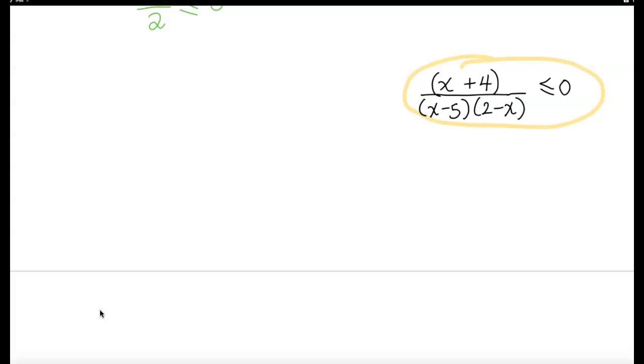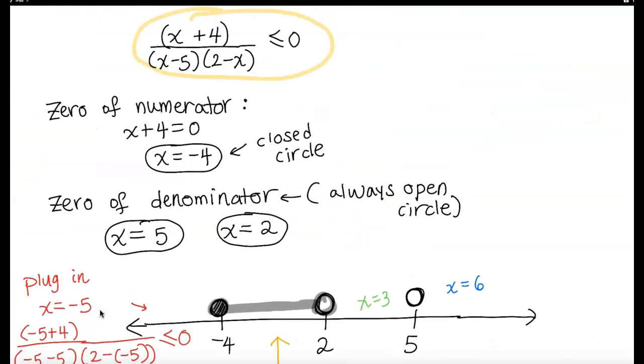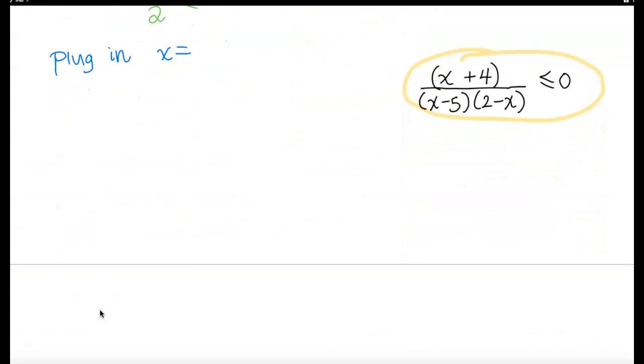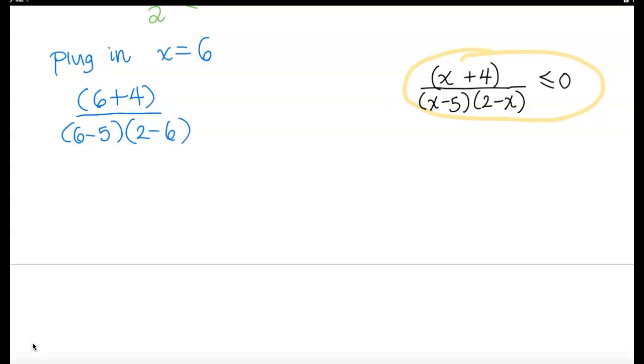I just write so big, don't you think? Plug in x equals, I forgot what the number was. 6, it was 6. Let me plug in x equals 6. If I plug in 6, I will get 6 plus 4 over 6 minus 5 times 2 minus 6. And I want to know if this is less than or equal to 0.